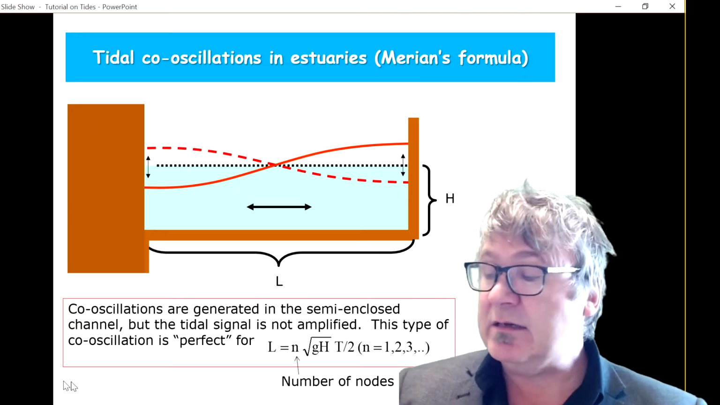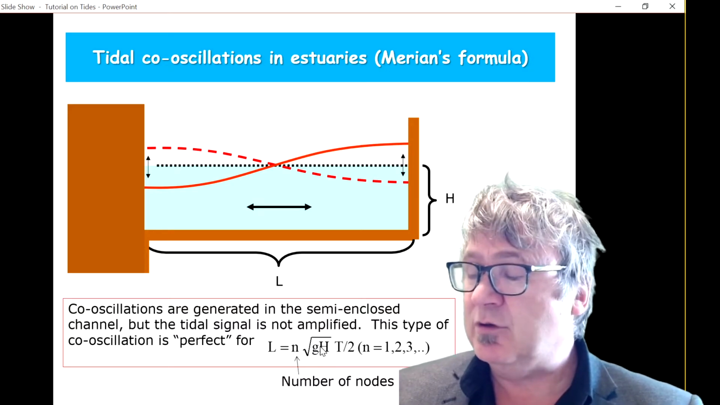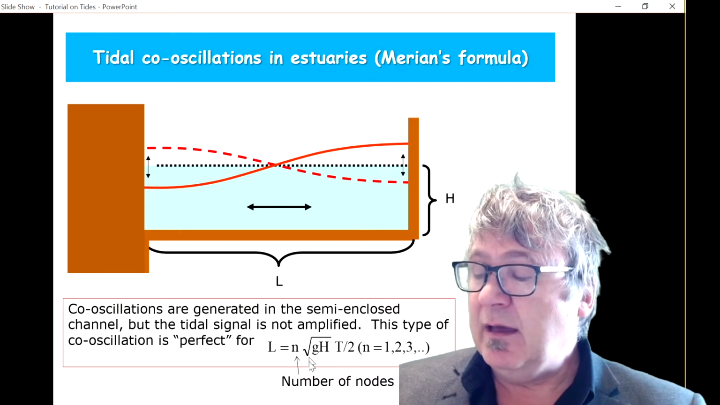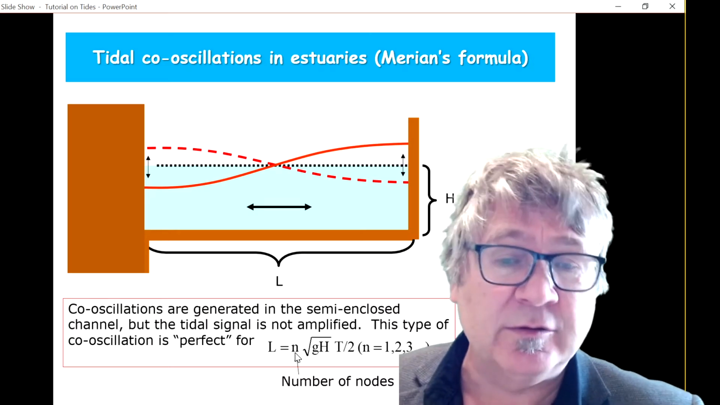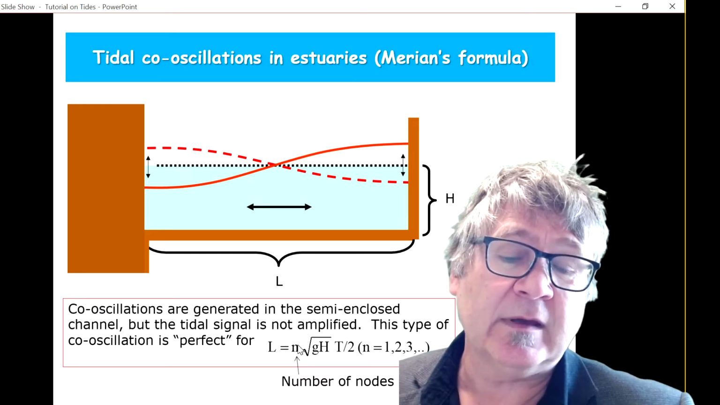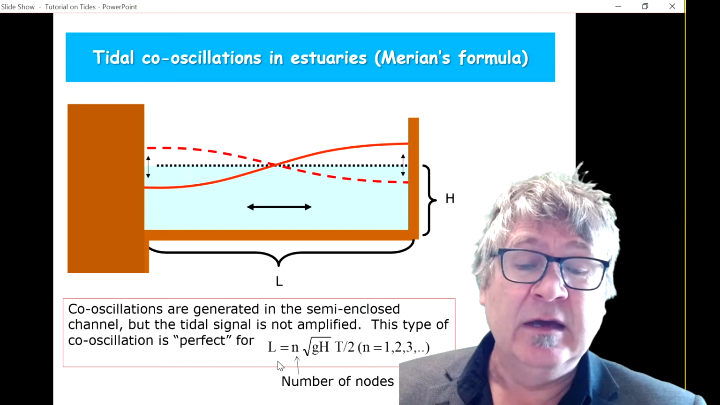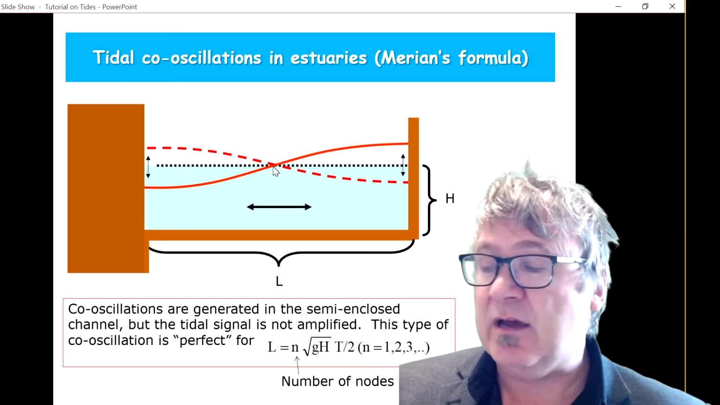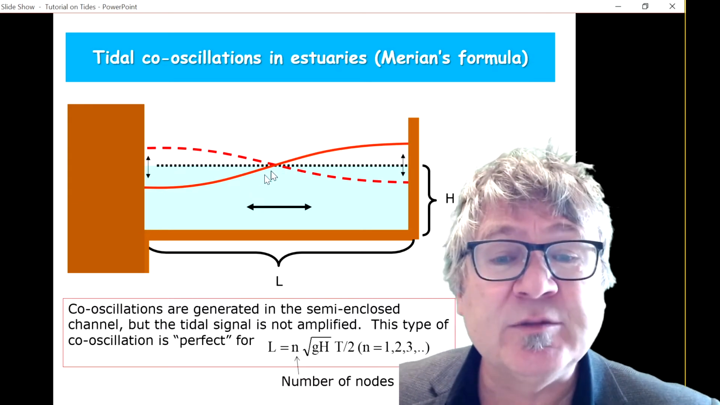It's written here, a little formula where essentially you have the total water depth in there. You have the period, and you have an n as the number of nodes that you want to create. And then it returns the length that you need. Number of nodes means how many of these crossings you want to have. This one is only one node, but you can also imagine a situation with two nodes.